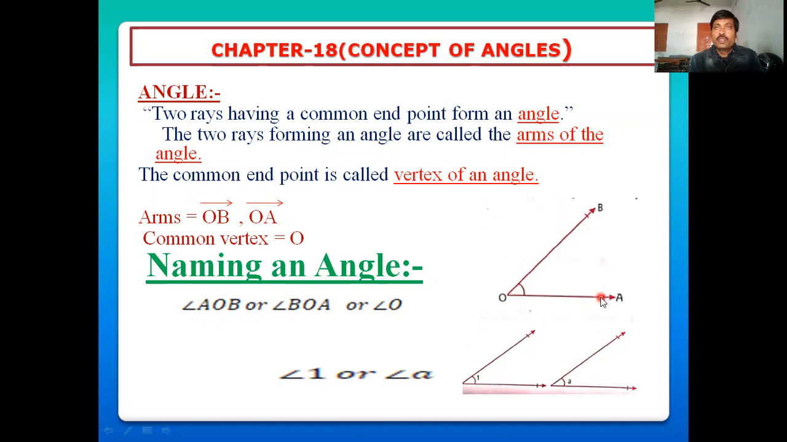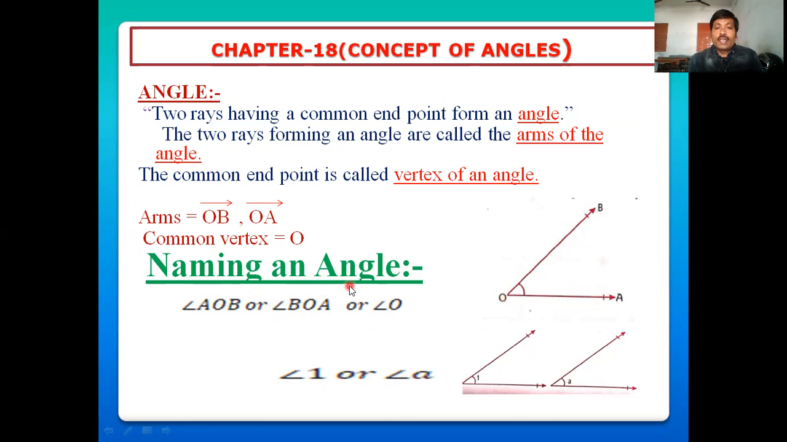You know, from the previous videos, what are rays? A ray is a straight path which has only one endpoint. Here we see OA is a ray and O is the endpoint, and we can extend it in only one direction, and OB we can extend in this direction. OA and OB are the two rays, and the common vertex is O.